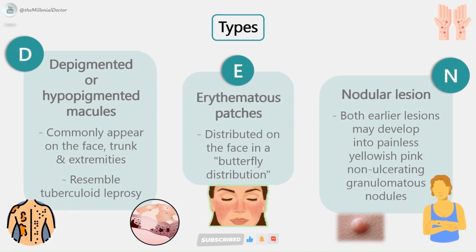These commonly appear on the face, the trunk and the extremities and resemble tuberculoid leprosy. Second, erythematous patches. These are distributed on the face in a butterfly distribution. Third, nodular lesion. Both of the earlier mentioned lesions may develop into painless yellowish pink non-ulcerating granulomatous nodules. The parasite can be demonstrated in the lesions.